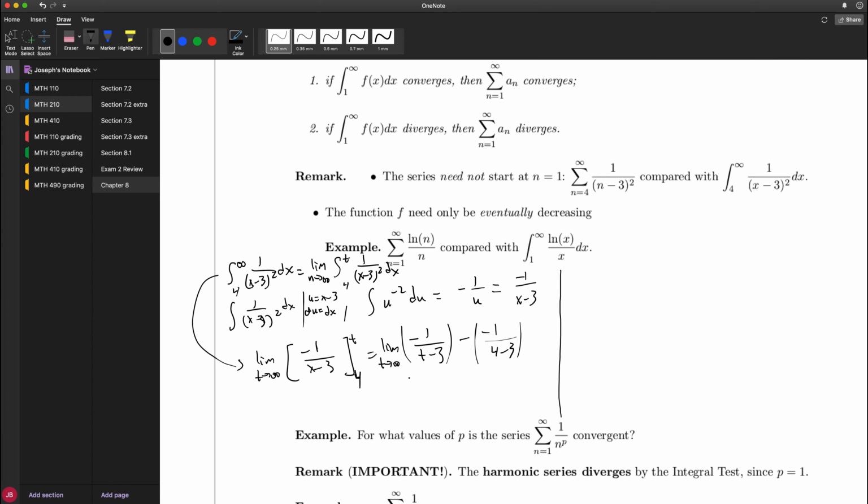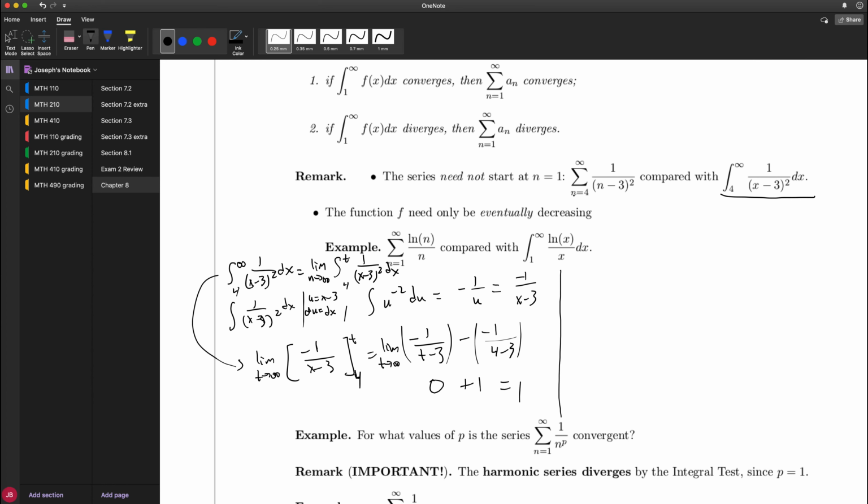Okay, well, this does not depend on t at all, and notice you just get a positive 1, and as t becomes large, you get minus 1 over large numbers, which goes to 0. And so because the integral converges, the infinite series converges. Its value is not 1. That's the value of the integral, right? But because this integral converges, this sum converges.